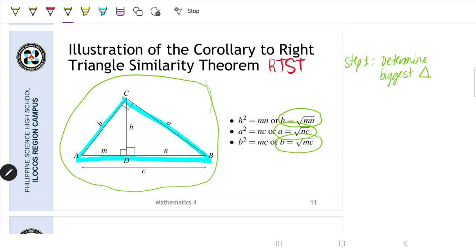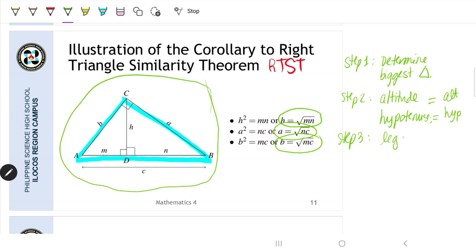So, let's determine ano yung step 2. What is the altitude and what is the hypotenuse of that biggest triangle? Okay? So, I'm going to label, ito yung naming convention na gagawin ko. For altitude, I'm going to call that alt. And for hypotenuse, I'm going to call that HYP or hype. Okay? And then step 3. So, aside from determining hypotenuse and altitude, I'm going to determine also the two legs.